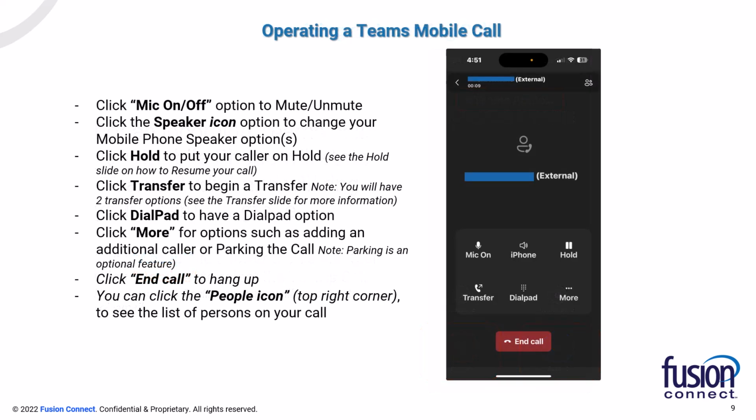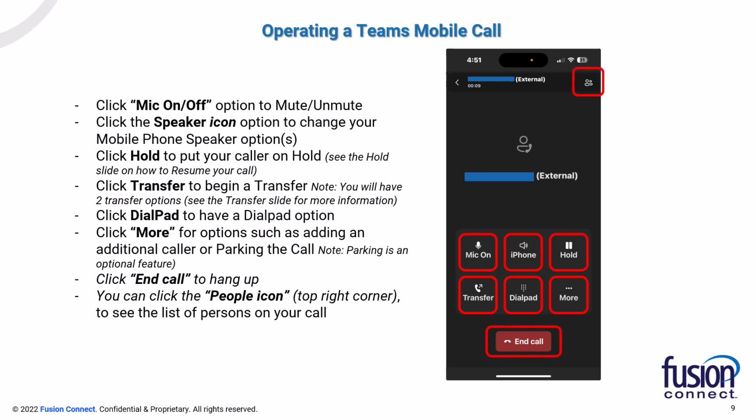Once you're on a Teams call, to operate that call, you have a mic on and off option to mute yourself. You also have a speaker option to change the speaker options of your mobile device. You can put your caller on hold. You can transfer the call to someone else. You have a dial pad option. And you also have a More option for such thing as Call Park, which is an optional feature. To end your call, click End Call.